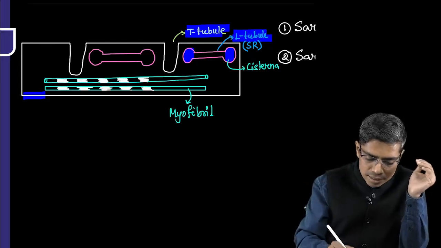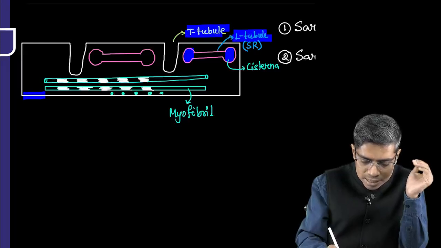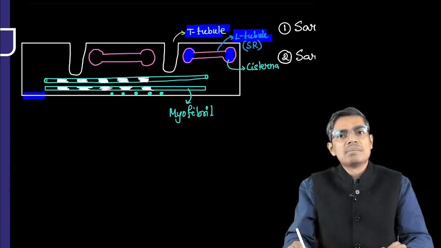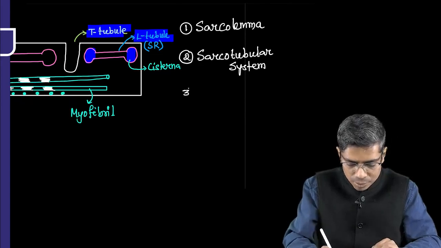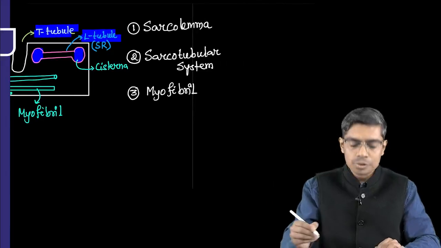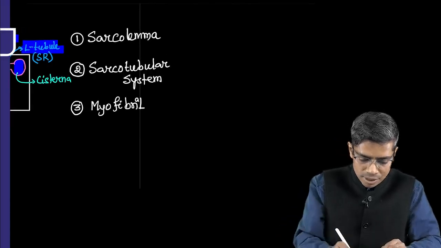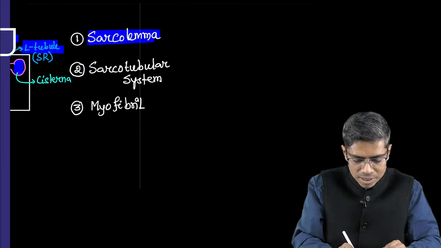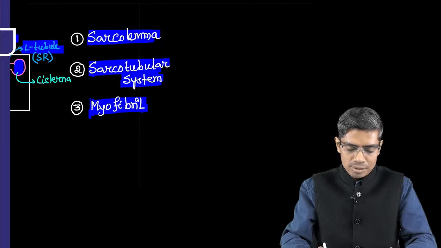And the last point is that there will be presence of multiple nuclei inside a single cell. So skeletal muscle is a multinucleated cell, multiple nuclei will also be present. So if I write here, the third layer of structure in the skeletal muscle cell is nothing but myofibril, right? So the skeletal muscle cell, structurally, is composed of three layers of structure: sarcolemma or plasma membrane, sarcotubular system or T tubules and L tubules, and the myofibril within which the contractile elements are located.